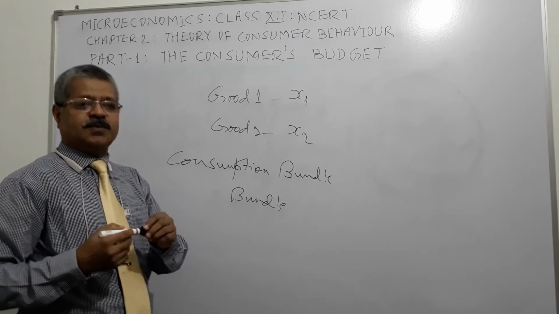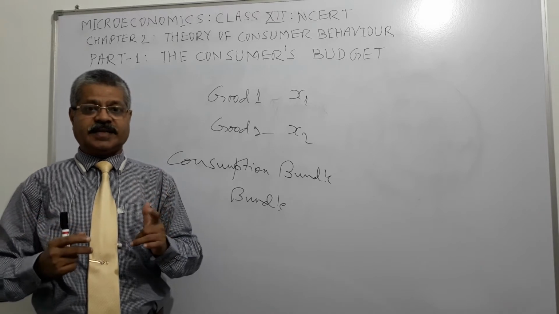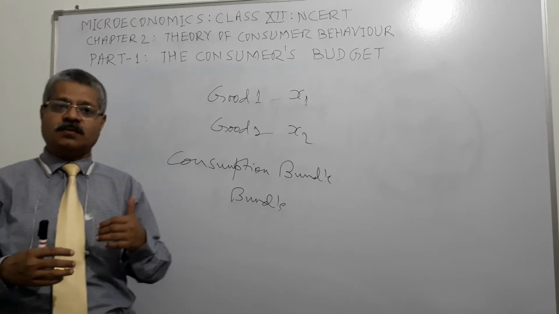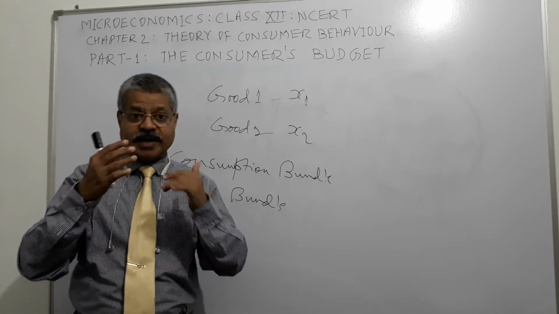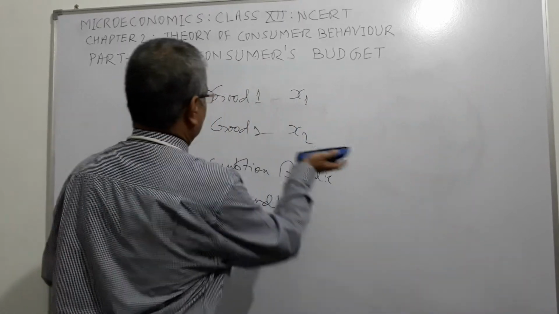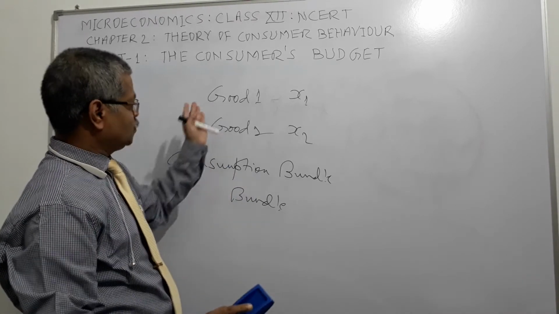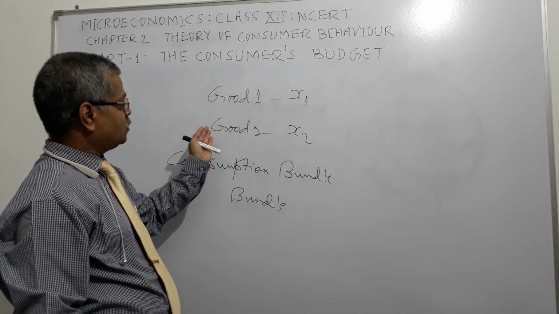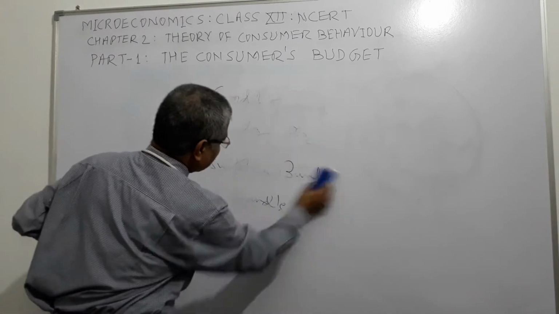Suppose I have some income. I cannot buy all the things that I want, so I will have to choose some bundle. Bundle means a combination of goods and services which I can buy with my resources. For the sake of simplicity, we are taking two goods only, good 1 and good 2. The quantity of good 1 is denoted by x1, the quantity of good 2 by x2.